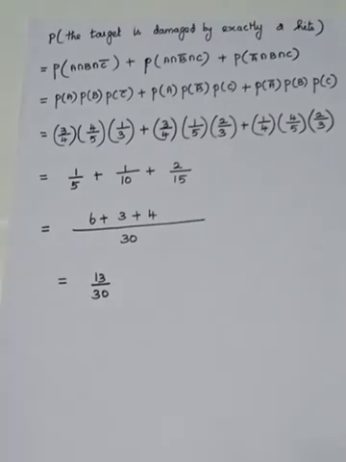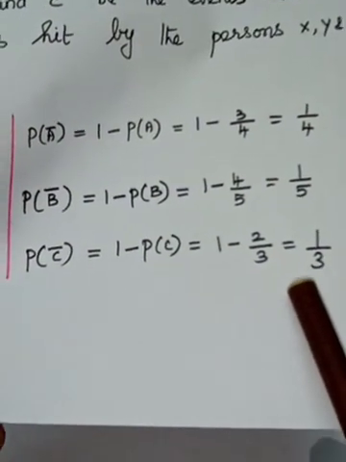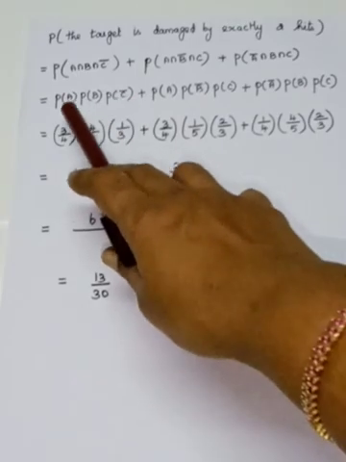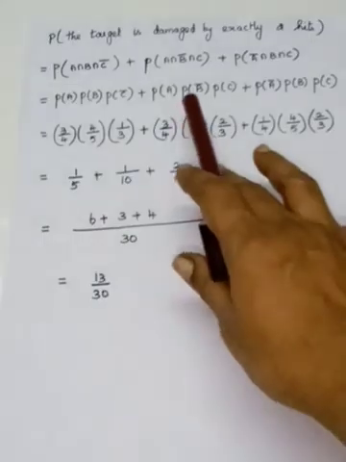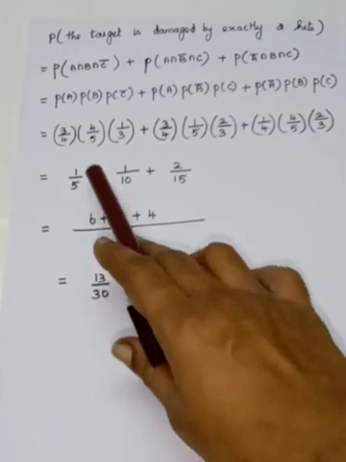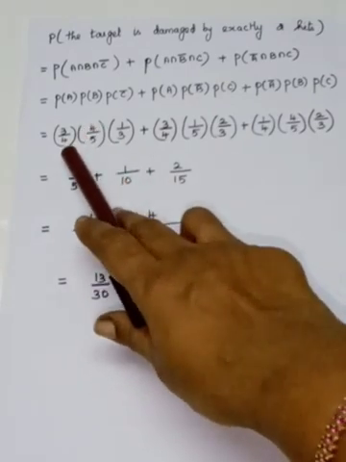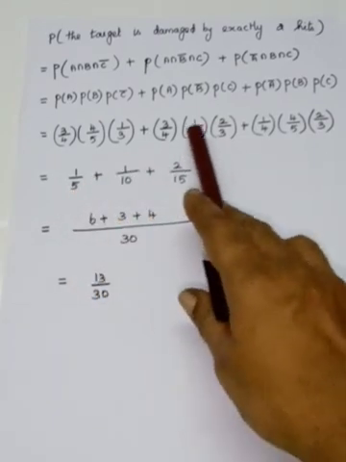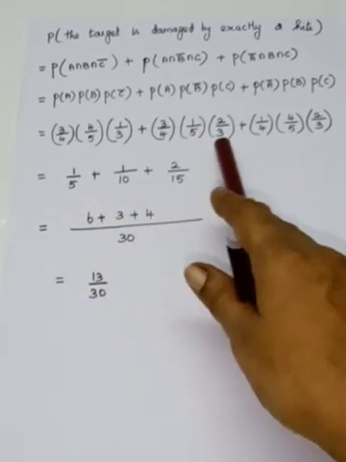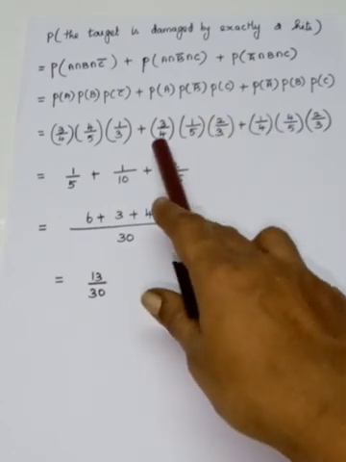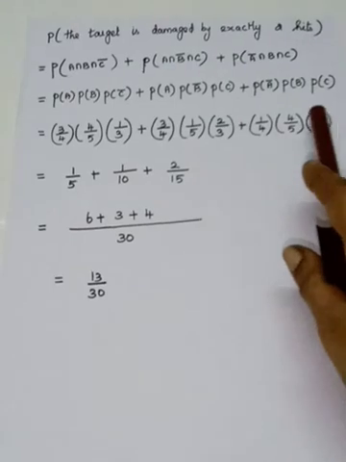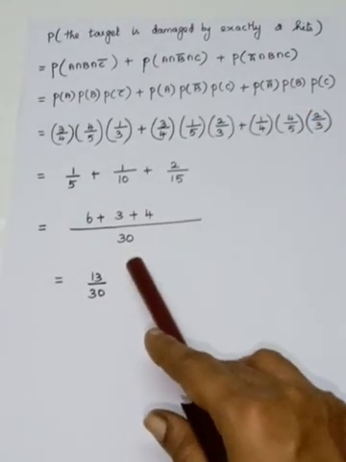So P of C bar is 1 by 3. P of A, P of B and P of C bar. It is a complementary event, so you have to be careful in substituting. After substituting the results, this 4 getting cancelled and 3 getting cancelled. Here you have 1 by 5. In the same way here, 3 getting cancelled. So 2 and 4 if you cancel, it is 2 here. So 2 5s are 10. Plus 4 getting cancelled, 2 by 15. If you take LCM, the LCM is 30.